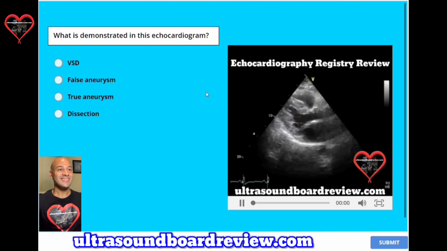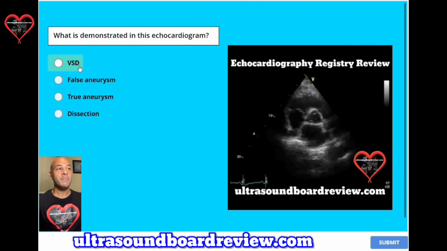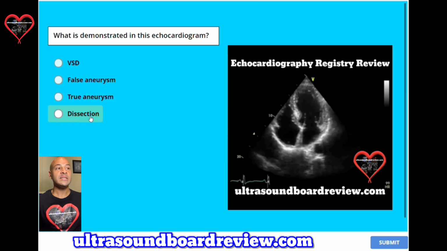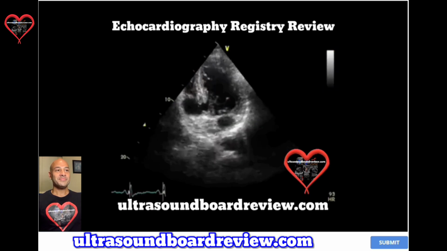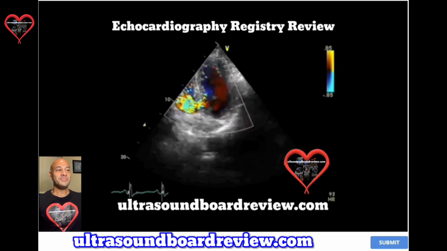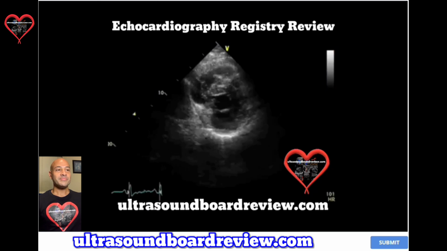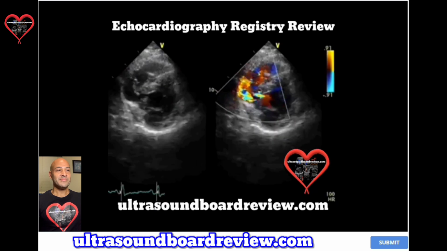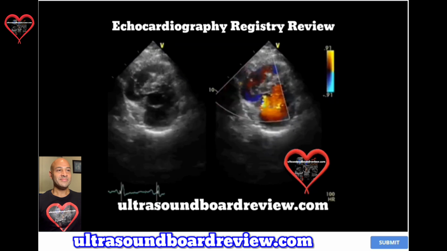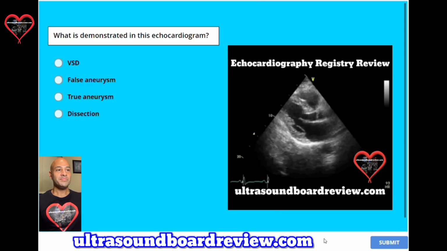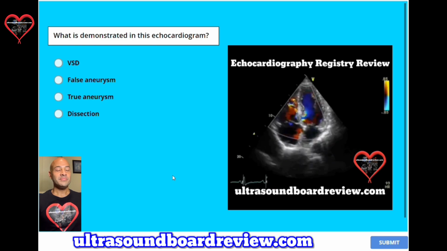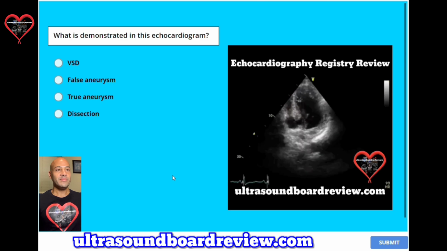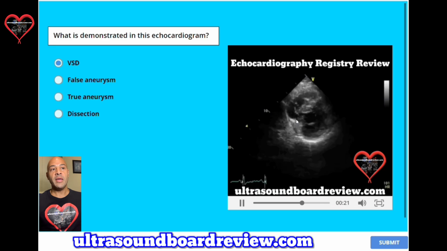Question 127. What is demonstrated in this echocardiogram? A, VSD, B, false aneurysm, C, true aneurysm, or is it D, dissection? The answer is A, VSD or ventricular septal defect, and this is caused by a post-myocardial infarction.